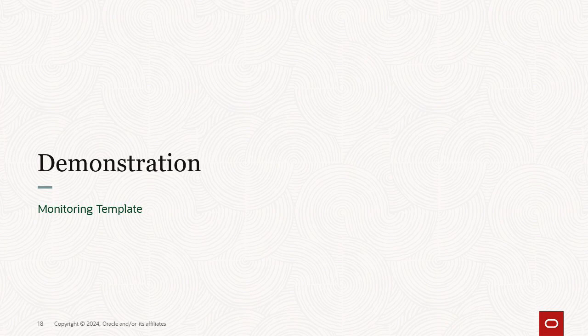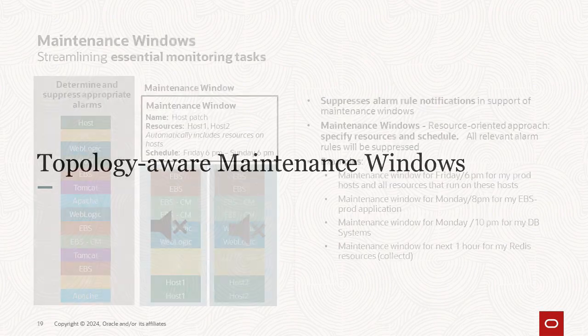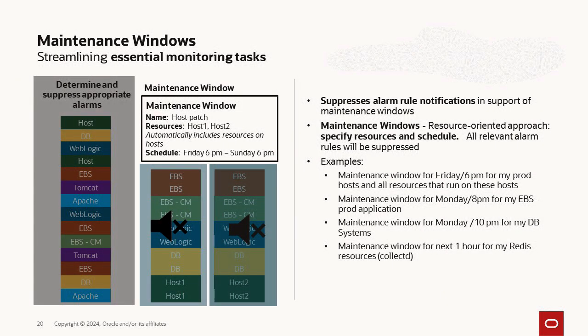Absolutely. And that's what makes this next feature so exciting. Topology-aware maintenance windows. So we all know that resources need to be taken down for maintenance and for monitoring. This means temporarily suppressing notifications for alarms. This can currently be done by suppressing individual alarm rules. But when you have many alarm rules, it can become a challenge identifying the appropriate subset of alarm rules to suppress.